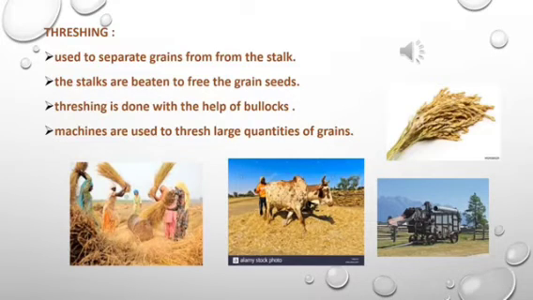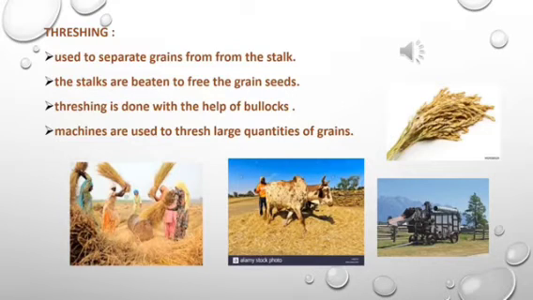The stalks are beaten and the grains get separated. But all this work is done manually. Sometimes they are laid on the ground and vehicles are made to run over them. Sometimes they also use animals and make them walk over the stalks or bundles of stalks. Machines are also used to thresh large quantities of grain.